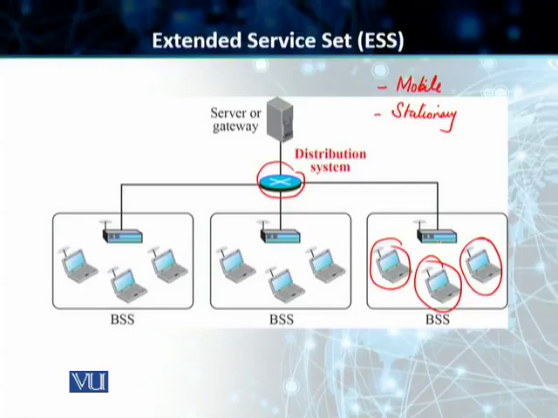Students, an additional point that I would like to make: when these BSSs are connected, the stations within reach of one another can communicate without the use of an AP. So basically within this BSS, these wireless hosts can communicate without the use of an access point. If this wireless host wants to communicate with a wireless host in a different BSS, then it will have to use these two access points to communicate.